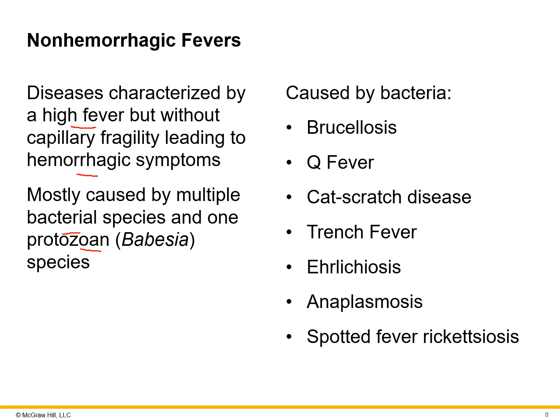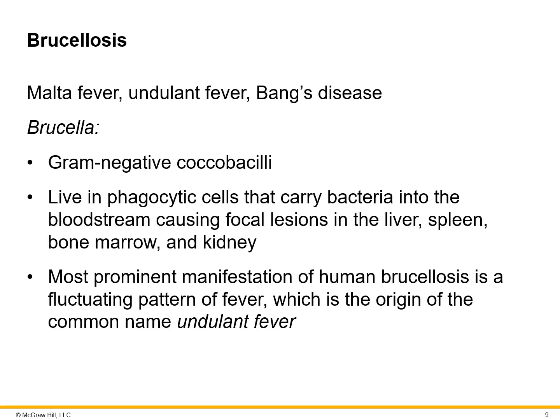And then our list here of the different diseases caused by bacteria: brucellosis, Q fever, cat scratch fever, trench fever, ehrlichiosis, anaplasmosis, and then spotted fever. Looking at each of these, brucellosis is also called Malta fever, undulant fever, and Bang's disease. So a few different names for these.